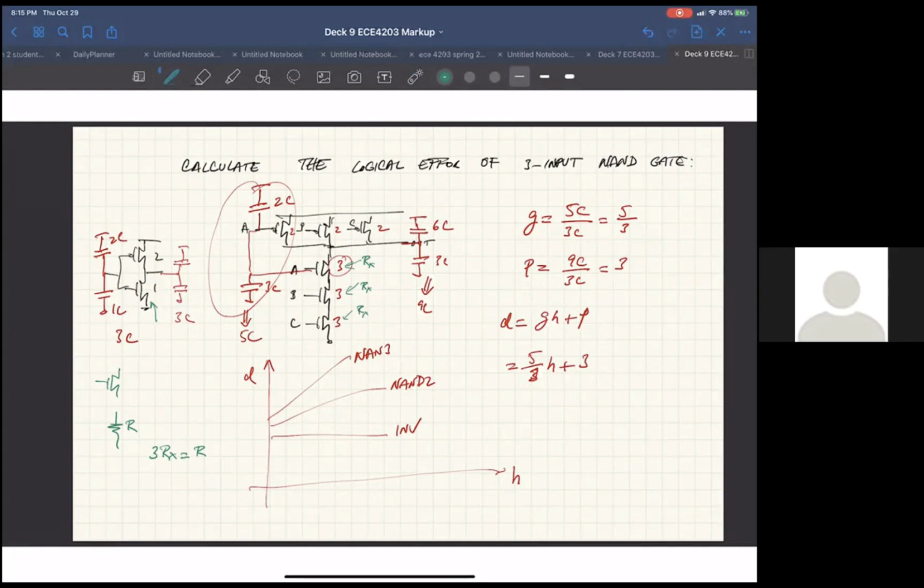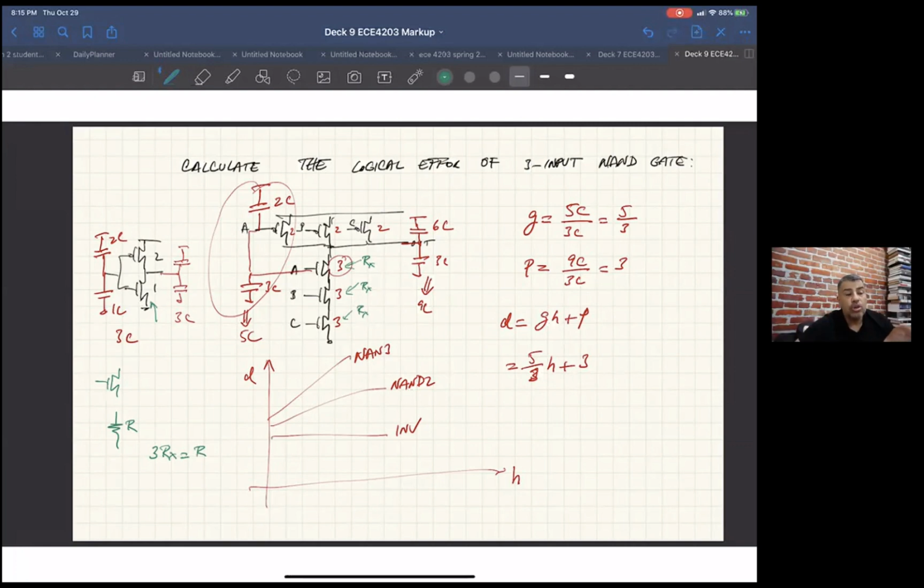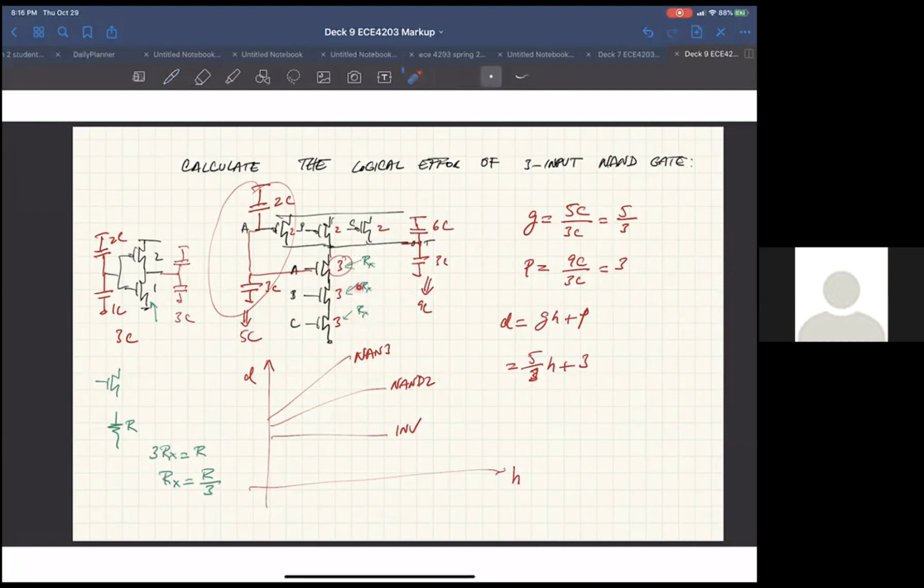I do remember you saying that the pull down resistance has to be the same. I was trying to figure it out because aren't they in series? Yes, the total of them in series has to be the same as the one. So the resistance of each one has to be 1/3 of the resistance of that one, so that when you put them in series, it gives you a resistance of 1. And to make the resistance of each one 1/3, you have to make them 3 times as wide. Okay, that makes sense.